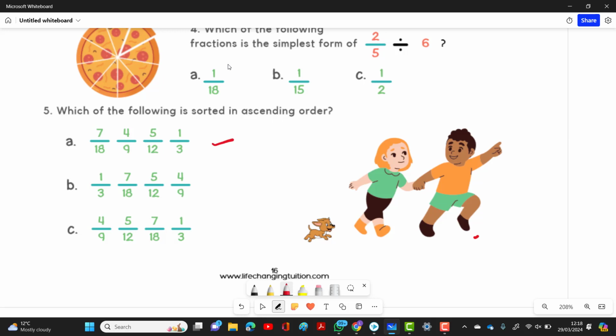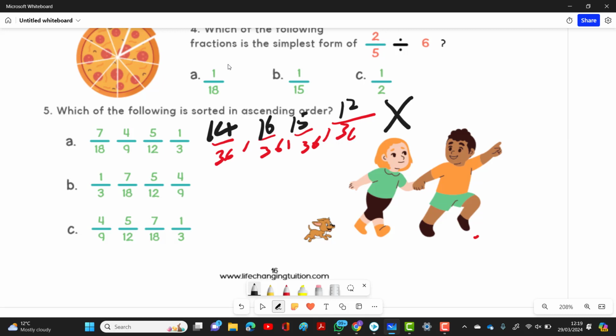Okay, so 36. The first one times by 2, so it's 14. Second one times by 4, so times top one by 4, 16. Third one times by 3, times top one by 15. And times by 12, times by 12. So that's not in the ascending order. Ascending means going up.